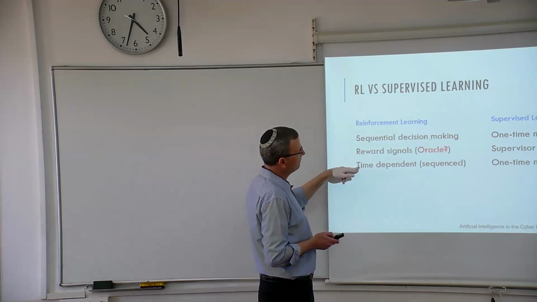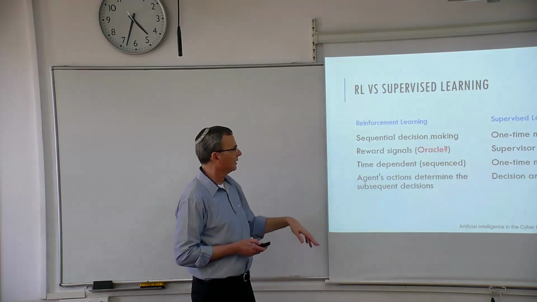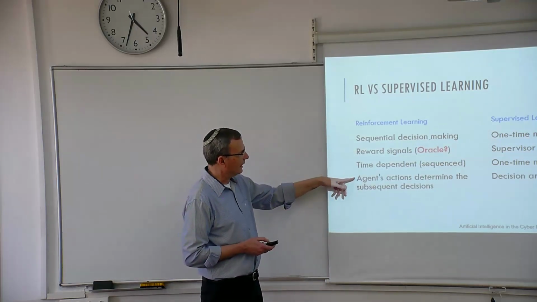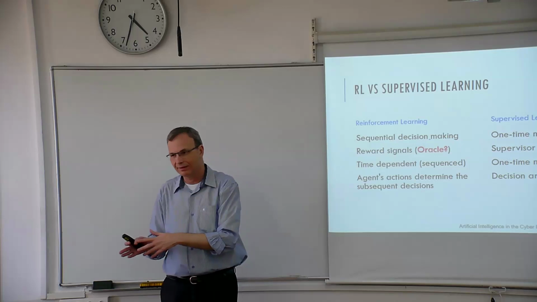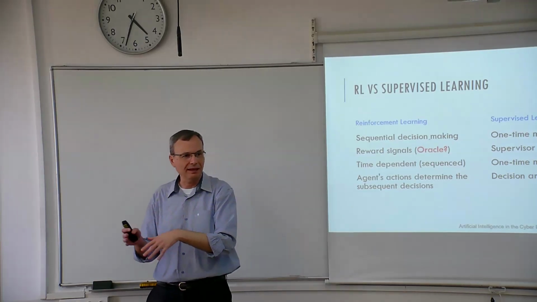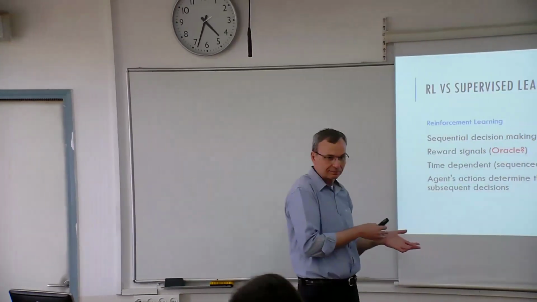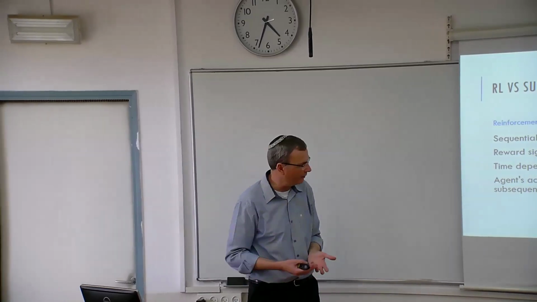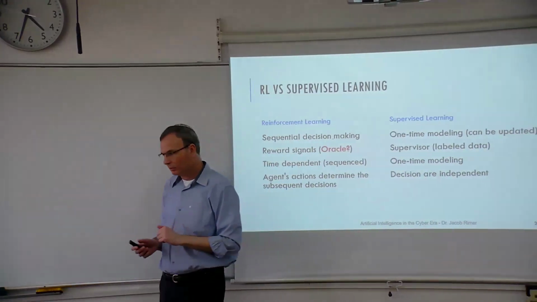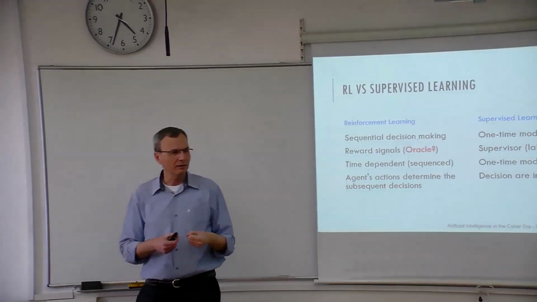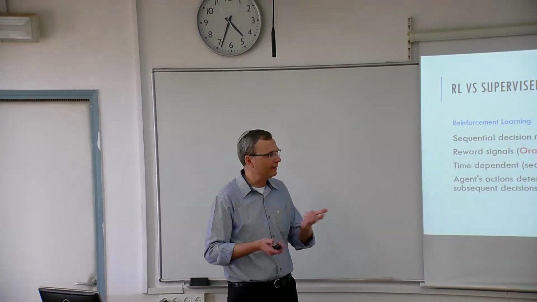This is time dependent because it's a sequence, and this is, as I said, one time. Here, the actions of the agent also determine the next decision, because if I turn right, then I need to take a decision now after I turn right for this route. If I took the left, then I will have a different sequence. Here in supervised learning, after I have the model, whenever I ask the model, tell me what is your verdict, it doesn't have anything to do with the next one. It's independent.